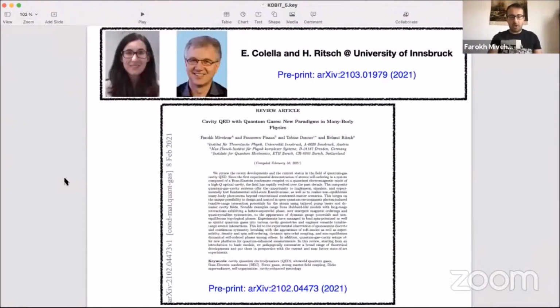I would also like to say that this work has been done in collaboration with Elvia Colella and Helmut Ritsch at the University of Calgary. Most of the calculations that I showed today were done with Elvia. At the end, I would also like to draw your attention to our recent review paper on cavity QED with quantum gases. If you are interested in the state of the art in cavity QED with quantum gases, you can consult this paper. We give a quite pedagogical review of the field.